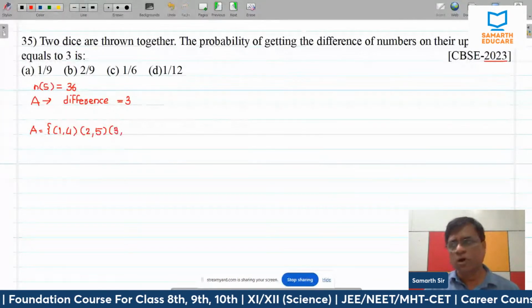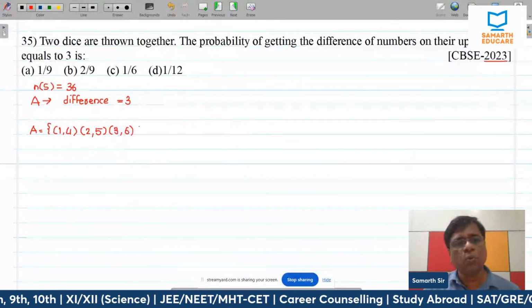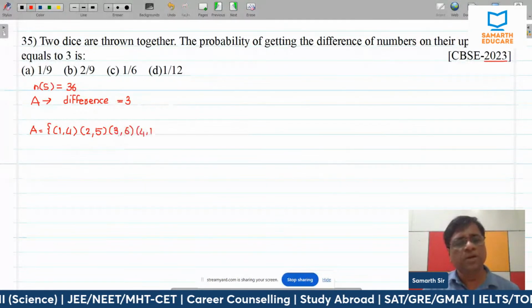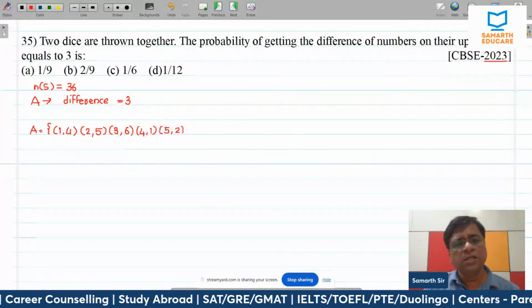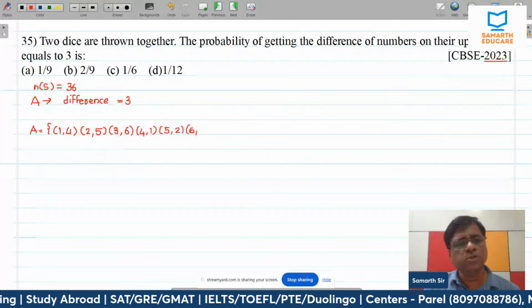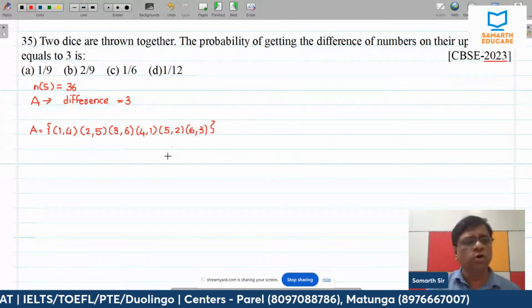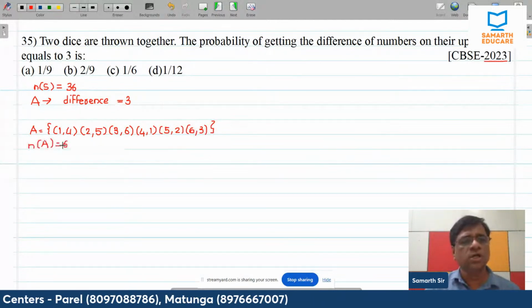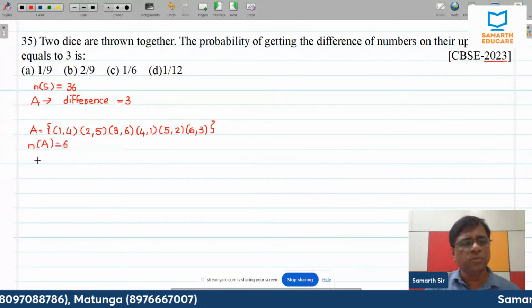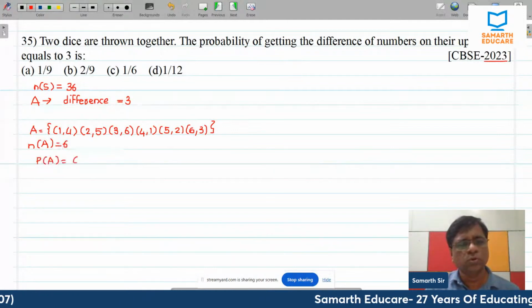On the line of 4, nothing will come, but 4 1, right. Then 5 2 and 6 3. So in all, if you observe how many points are there, n of A is 6. Okay, so P of A will be 6 upon 36, and that is equal to 1 upon 6.